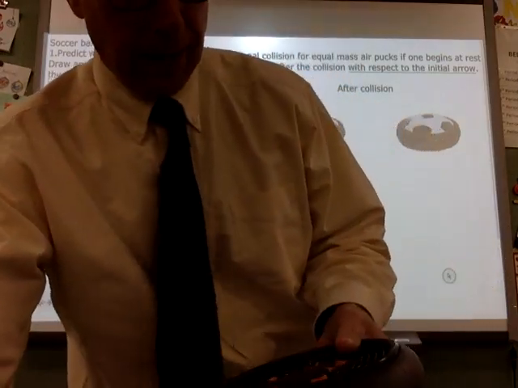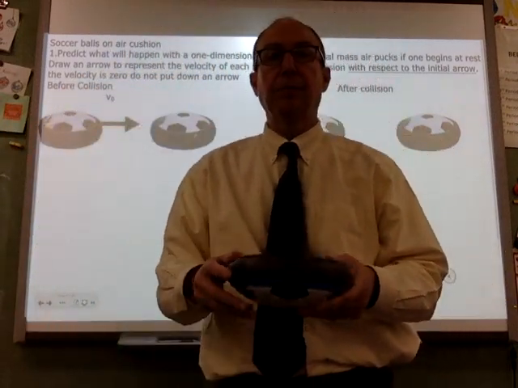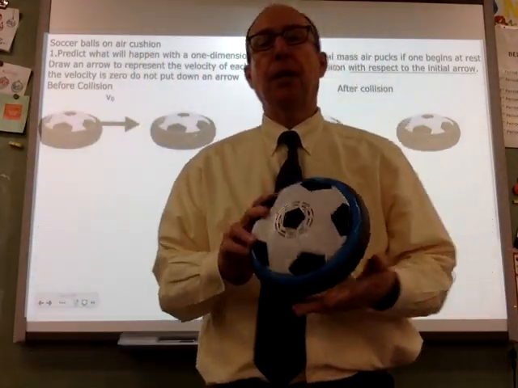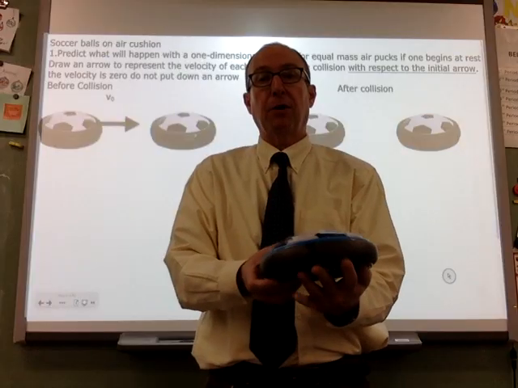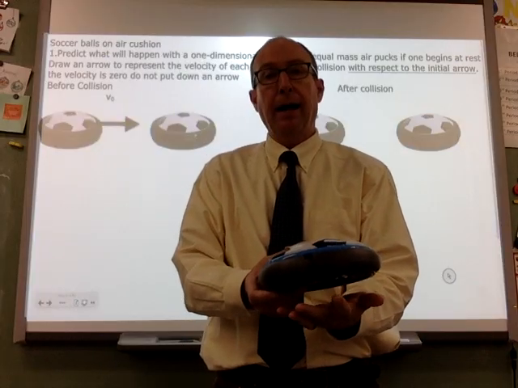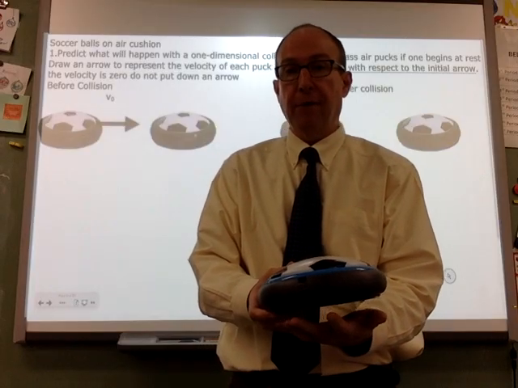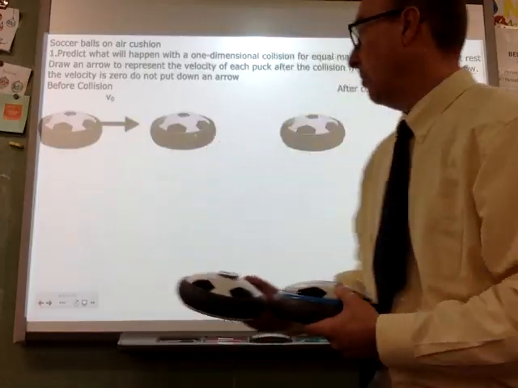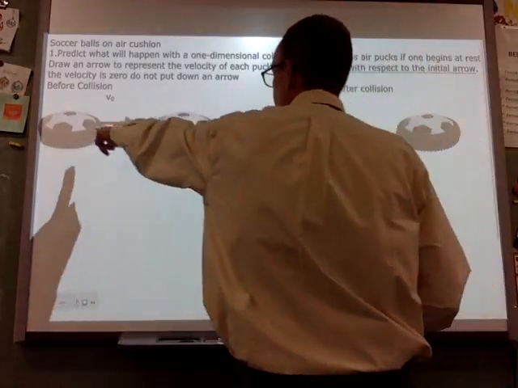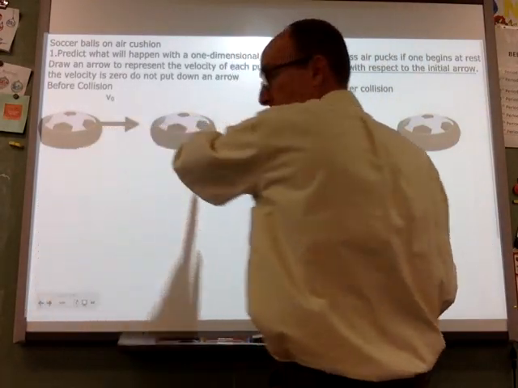So the idea of these is that there's fans inside of them, and so if you put them on a level surface, they'll kind of float on a little bit of air, so it's like it's frictionless. And what I'm going to do is I want you guys to predict what will happen if I have equal masses colliding.